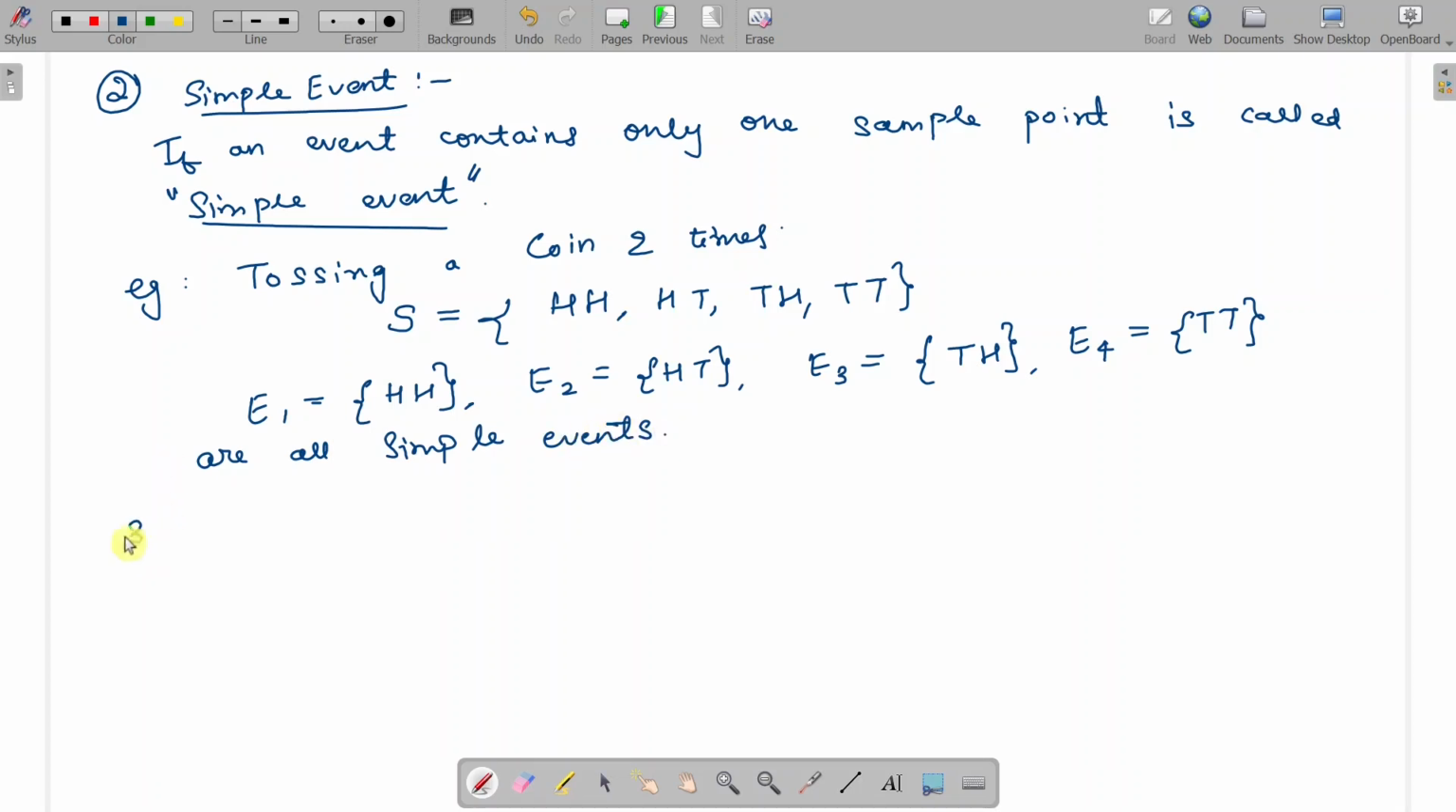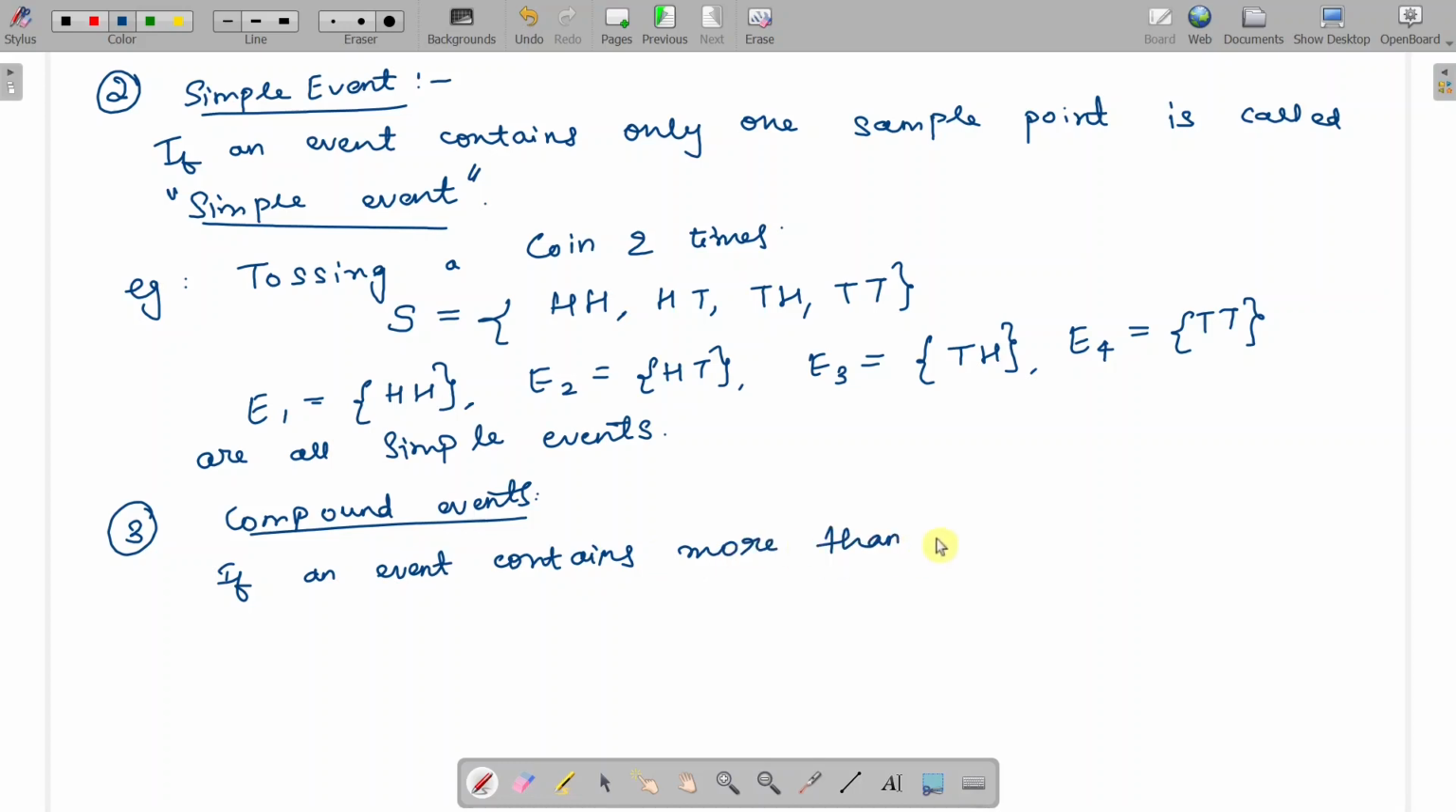Okay, then the third one, compound event. So if an event contains more than one sample point, then the event is called a compound event.